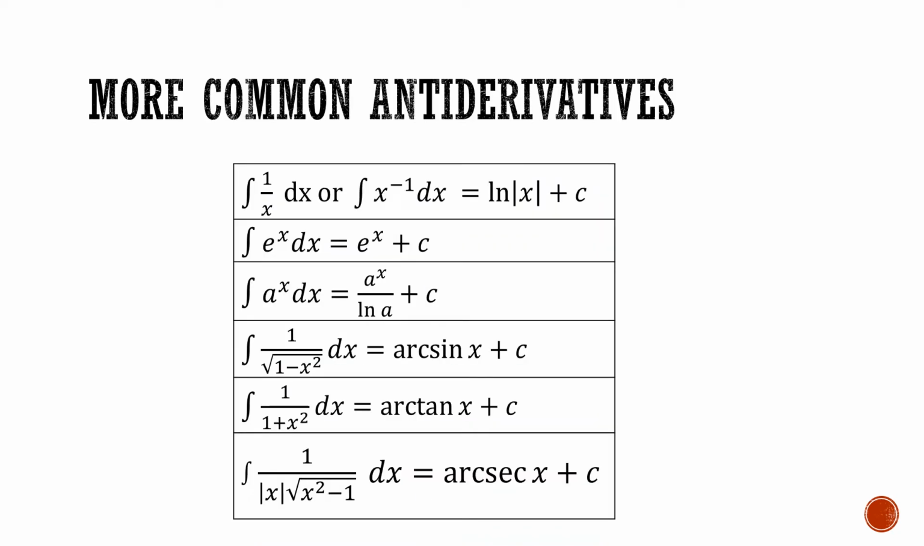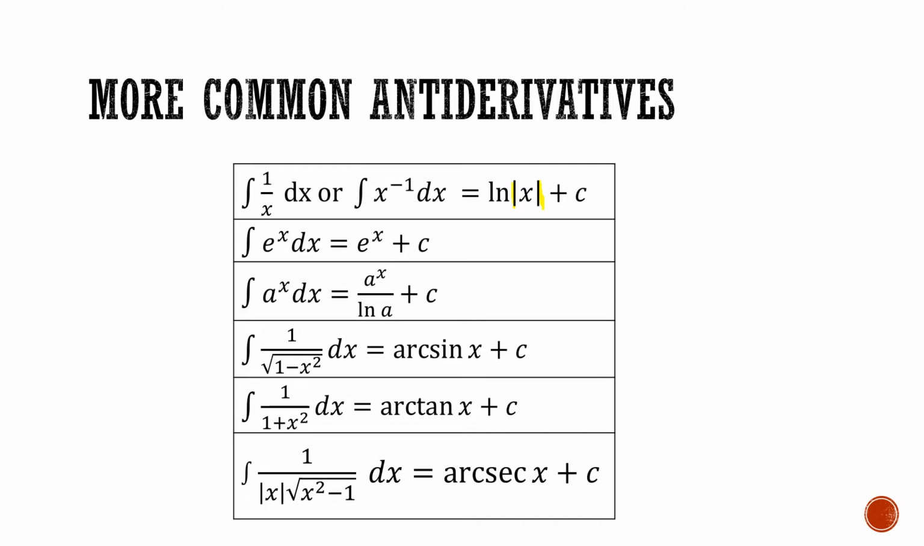So more common antiderivatives, or what we call integrals. The integral of 1 over x, if you remember, the derivative of ln x was 1 over x. So the integral of 1 over x is ln of the absolute value of x. Now we have to make sure we put these absolute value signs here because we want to make sure that the argument for your ln is positive.